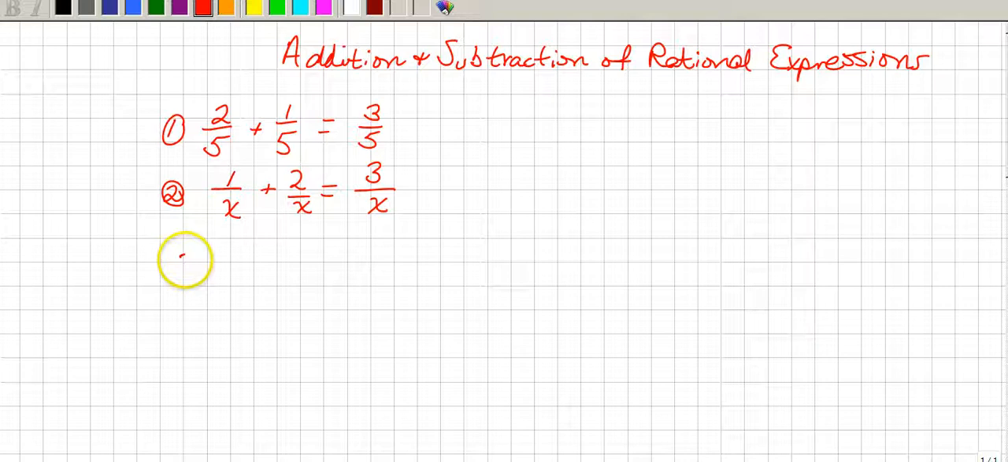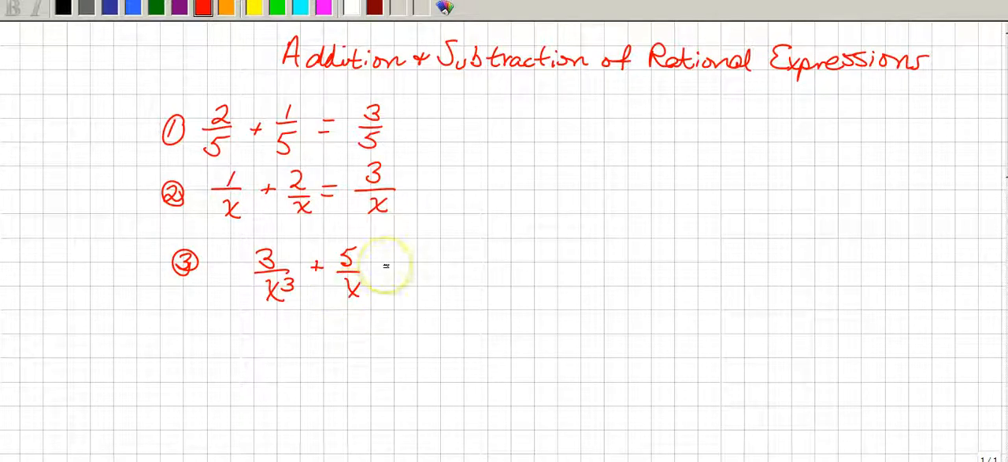So let's go a little more complicated now. Let's say we had 3 over x cubed plus 5 over x. Well, just like regular fractions, you cannot add them together unless they have the same denominator. So what you have to find first is the common denominator. The common denominator in this case will be the highest power of x when you compare the two denominators. So our LCD, or least common denominator, in this scenario is x cubed.